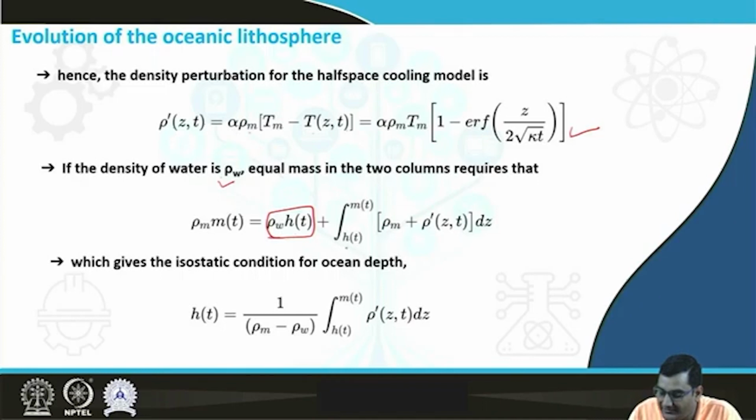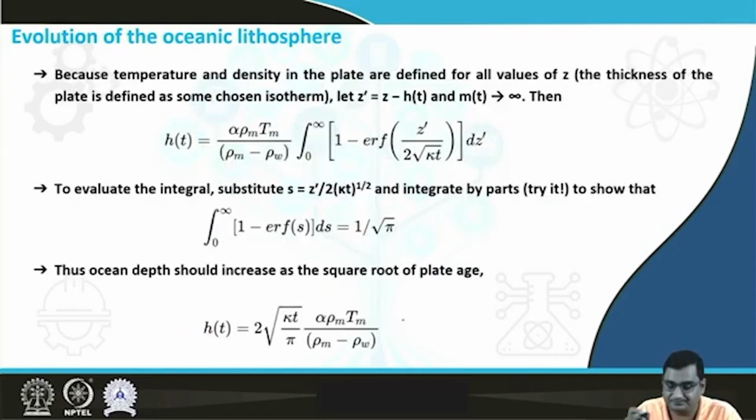So from ht to mt, rho m plus rho dash (z, t) dz, which gives the isostatic condition for the ocean depth, something like this: ht is equal to 1 by (rho m minus rho w) integral from ht to mt of rho dash (z, t) dz.